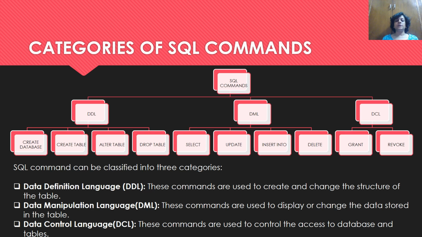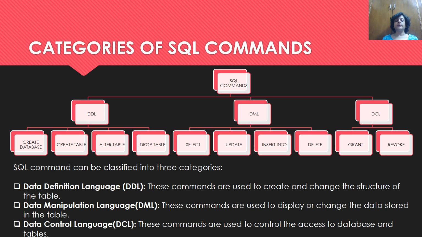Let us understand the various categories of SQL commands. There are 3 major categories of SQL commands: DDL, DML, and DCL. DDL stands for Data Definition Language. These commands are used to create and change the structure of the table. Examples of the commands which fall in this category are create table, create database, alter table, drop table, etc.